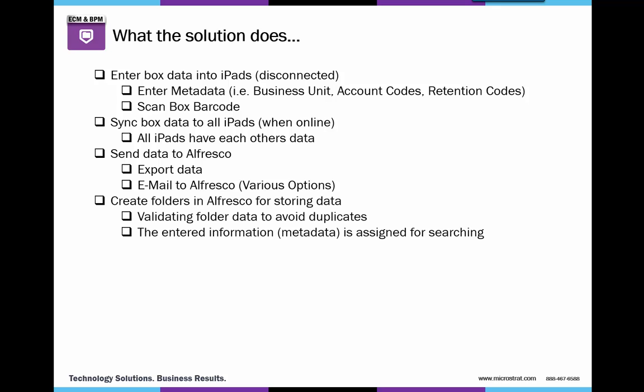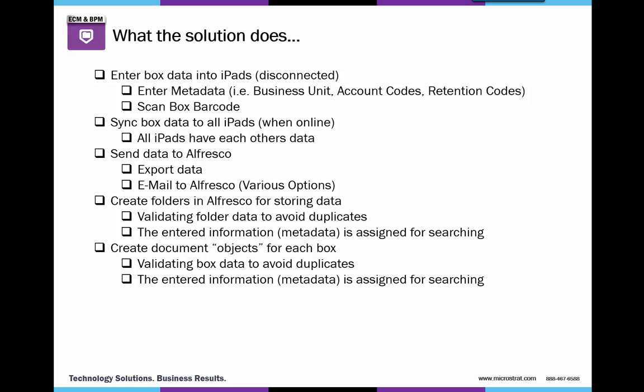When it gets to Alfresco, it'll automatically create certain folders based on your taxonomy, your file plan, if you will. It will ensure that no duplicates are created. And then, of course, any specific metadata around those created folders will be automatically assigned for searching. Then the actual box information represented by document objects will be created as well, and that information you entered will be assigned for searching. That way you can search for the boxes based on that information.